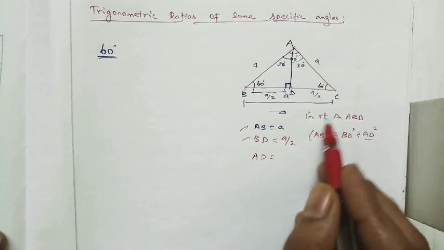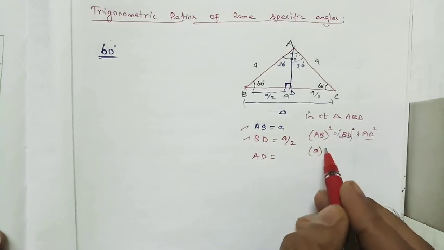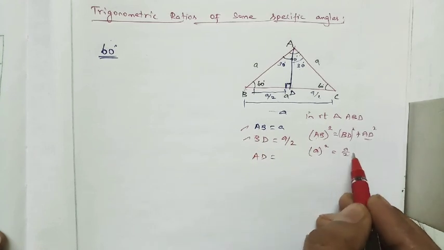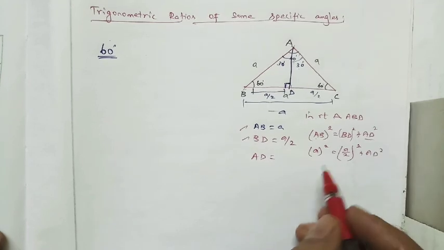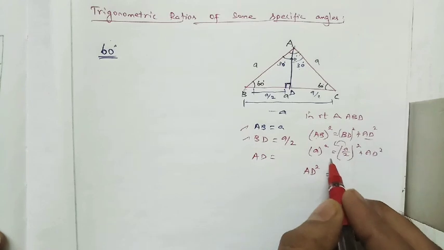We know that AD we are going to find by simplifying. So AB is nothing but A, so A square is equal to BD square. BD is nothing but (A by 2) whole square plus AD square. So just keep the AD square on the LHS and bring (A by 2) whole square to the RHS.